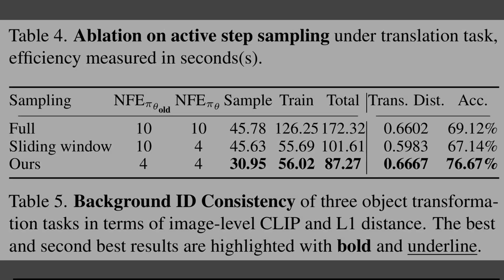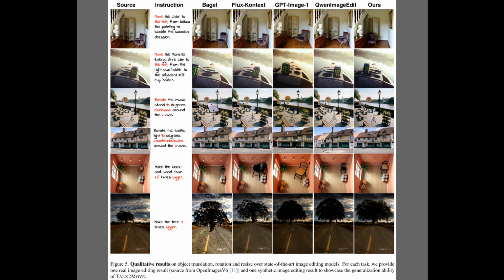So, earlier tables established the numbers. Now, Figure 5 provides the visual proof. This grid compares Talk2Move, shown in the far right column, against leading baselines like Flux Context and GPT Image 1 across translation, rotation, and resizing tasks. For instance, in the first row, the instruction asks to move a chair to the left. While competing models often distort the object or ignore the spatial command entirely, Talk2Move cleanly executes the shift. Similarly, in the bottom rows for resizing, it accurately scales the tree while preserving the background, confirming the model's superior geometric control.